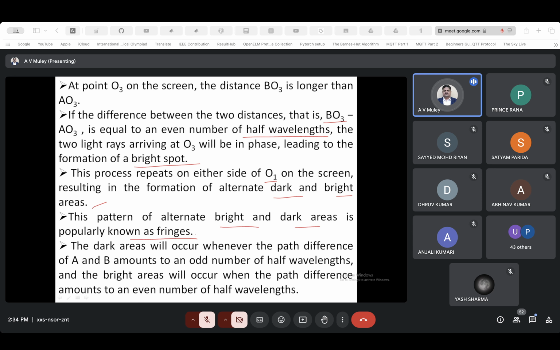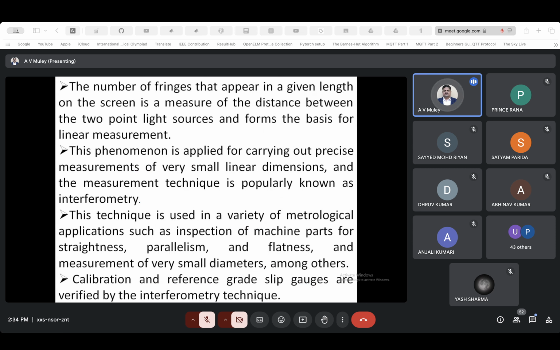The dark areas will occur whenever the path difference of A and B amounts to an odd number of half wavelengths, and a bright area will occur when the path difference amounts to an even number of half wavelengths. तो यहाँ odd number मिलेगा, वहाँ you have the dark one, bright होगा, जहाँ even है. The number of fringes that appear in a given length on the screen is a measure of the distance between the two-point light source and forms the basis for linear measurement.